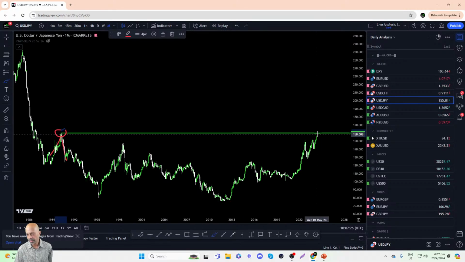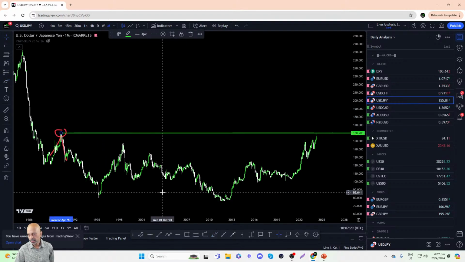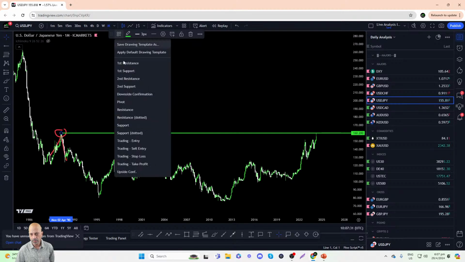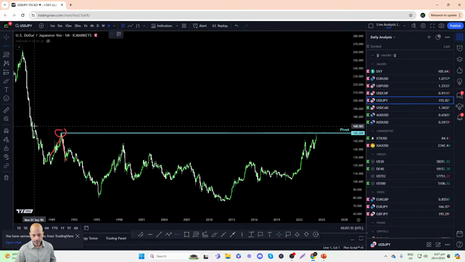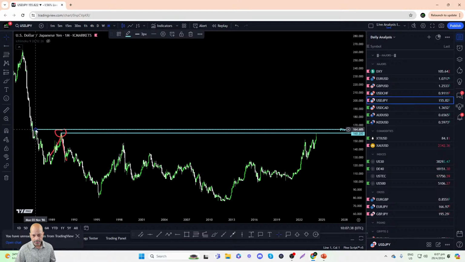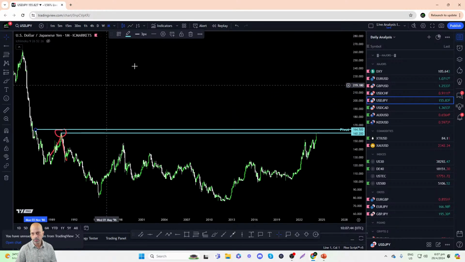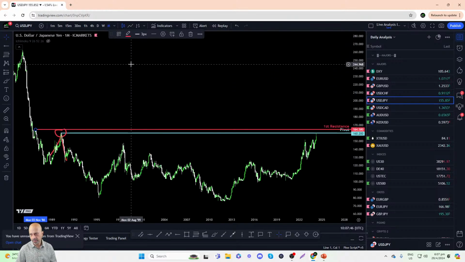We can see dollar yen has pulled back from this level here. So quite clearly, this level here at 160.20 is our pivot. Where could I identify a resistance area or resistance level? We can see back here in November of 1986. This was where another resistance had taken place. So this is where I will identify my first resistance for dollar yen.